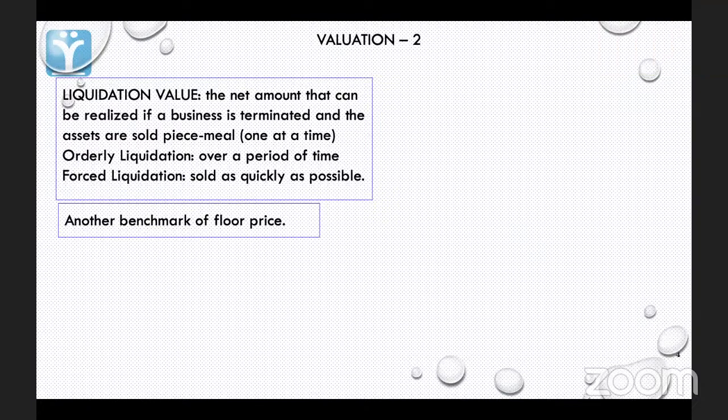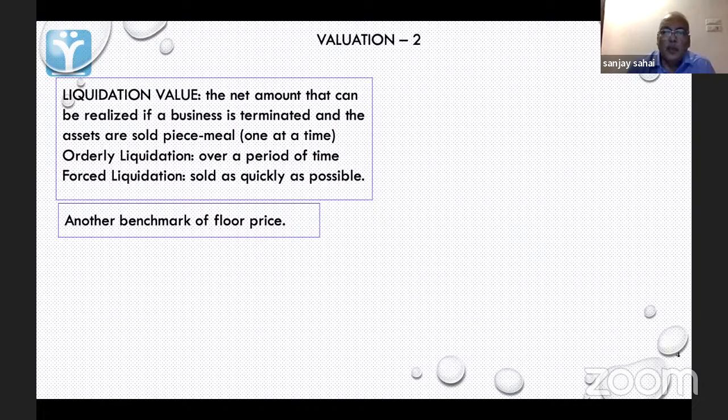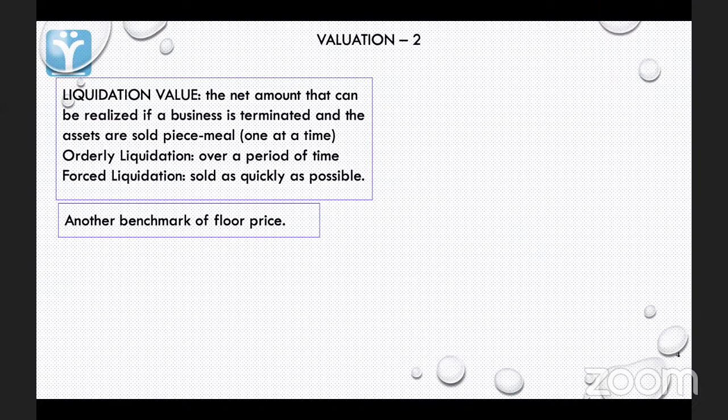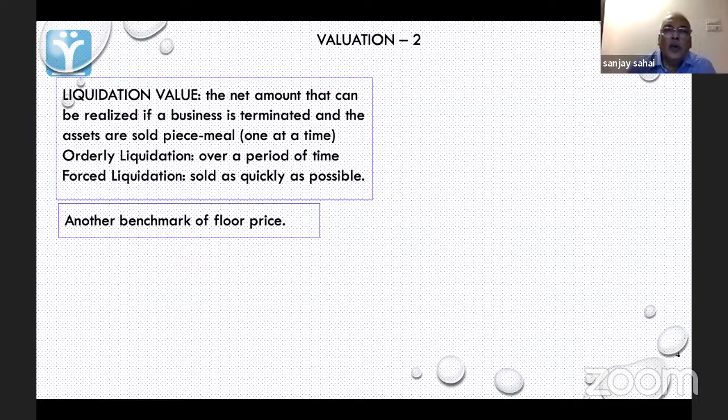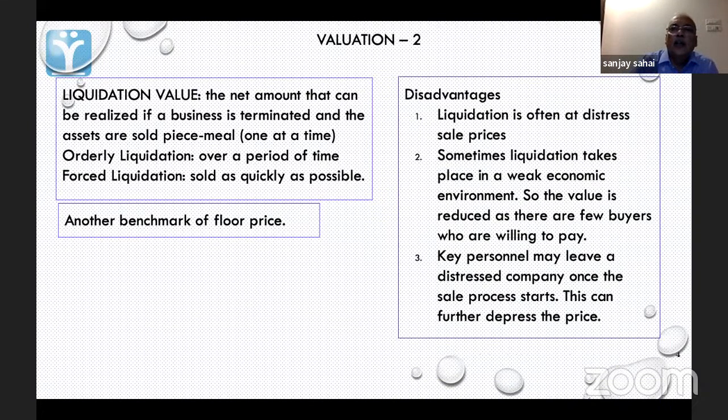You can't give a guarantee, sir. Maximum you will be at a loss, because once you say you are liquidating, everyone will ask for the asset at a lower price. Yes, because it becomes a distress sale. So in this particular case, you are not going to get a good price. Here also the price that you will get is going to be very, very low. So liquidation is often at distress sale prices.